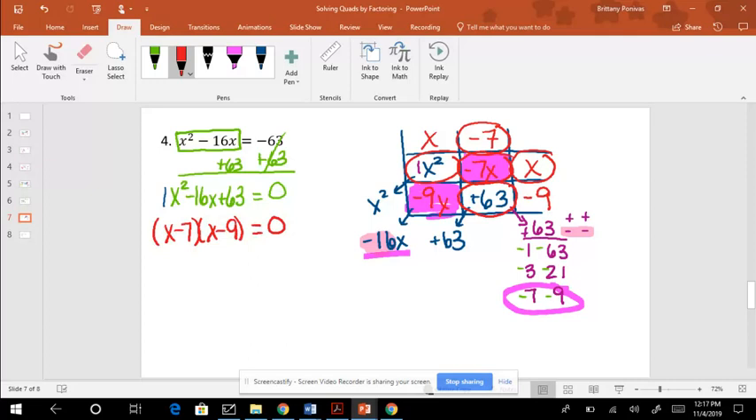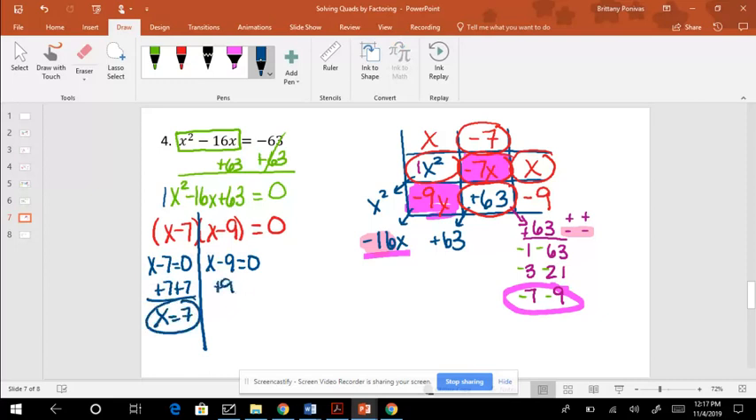Your third step is to set each element equal to 0. So you draw a line down the middle, x minus 7 equals 0, x minus 9 equals 0. And then you solve each separate equation. To get x by itself, I'm going to add 7. So we get x equals 7. Add 9 to both sides, we get x equals 9.